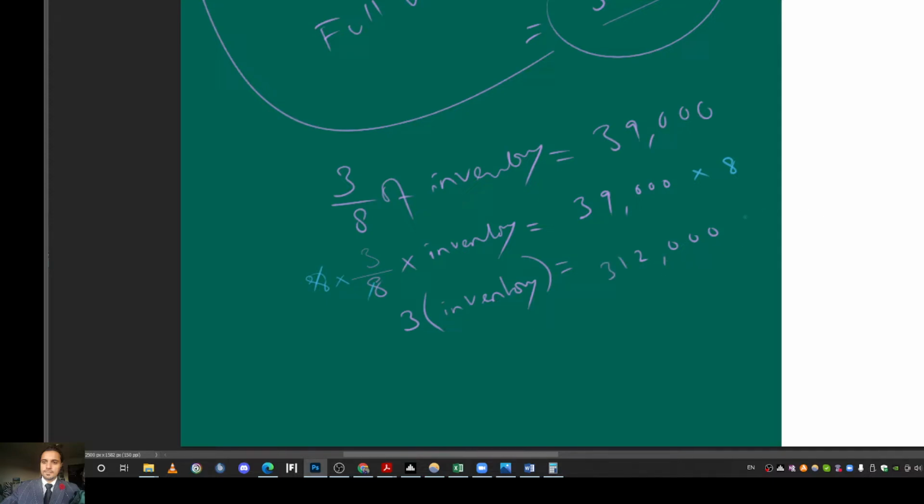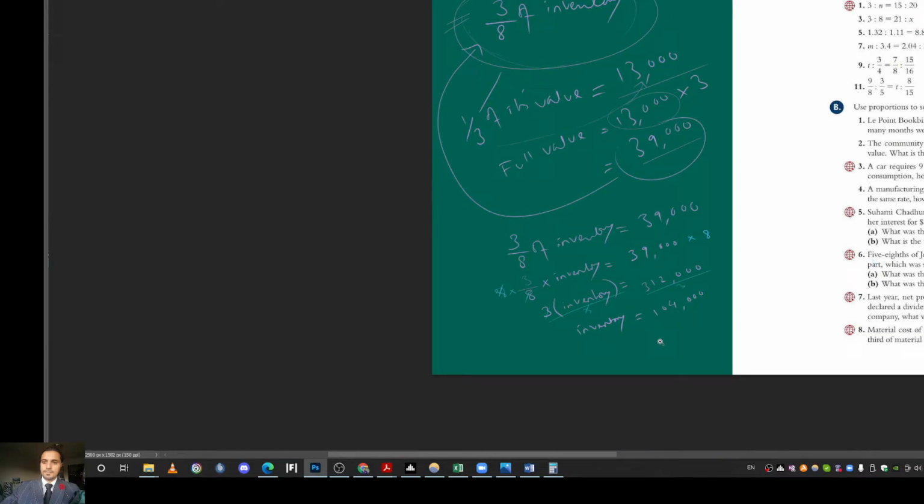312. Yeah, 312 there. Now we have inventory, and we just divide both sides by 3. This gets cancelled, and we are left with an inventory value of 104,000. The value of the inventory is 104,000.